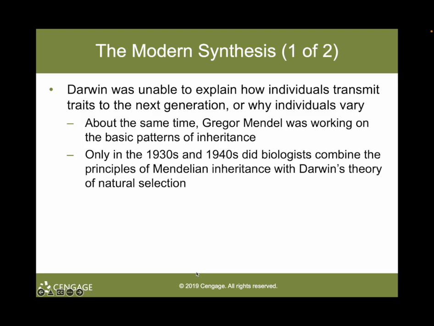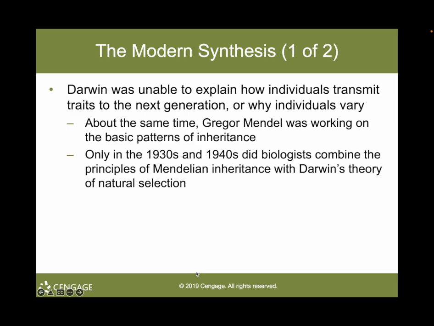So beginning in the 1930s and 40s, biologists experienced a conceptual breakthrough when they combined the principles of Mendelian inheritance with Darwin's principle of natural selection. The result was a unified explanation of evolution, known as the modern synthesis. So this conceptual breakthrough happened, and it combined these two together. In this context, the synthesis refers to combining parts of several scientific theories to form a unified whole.